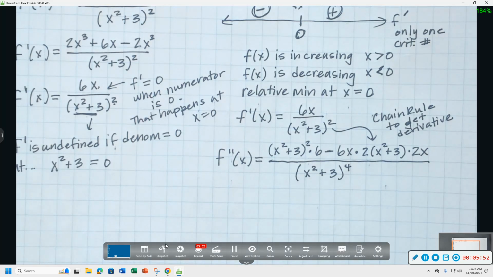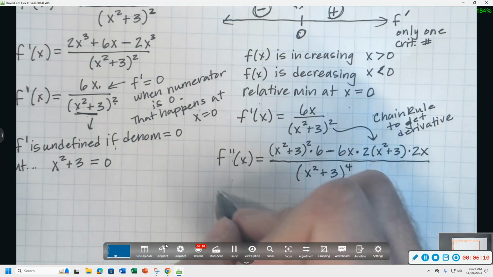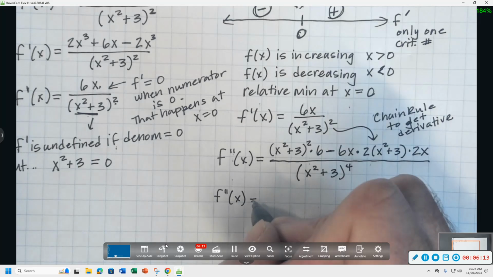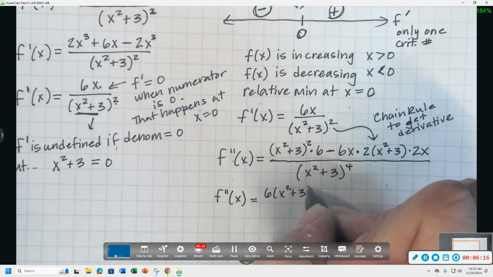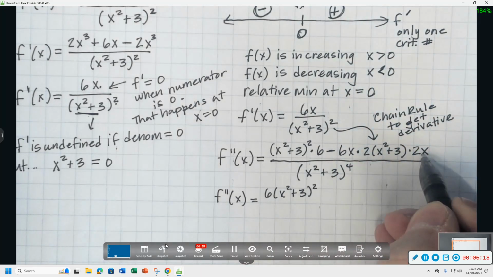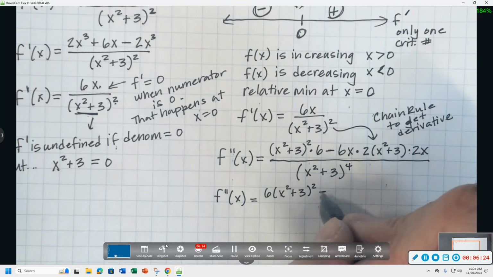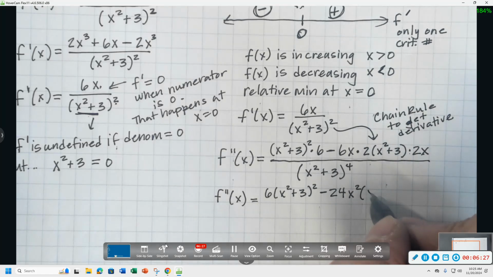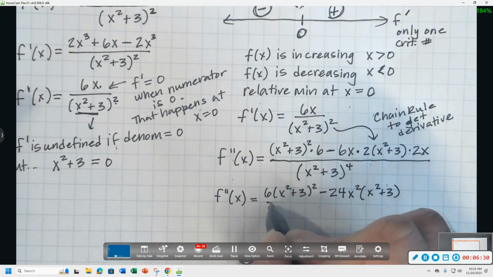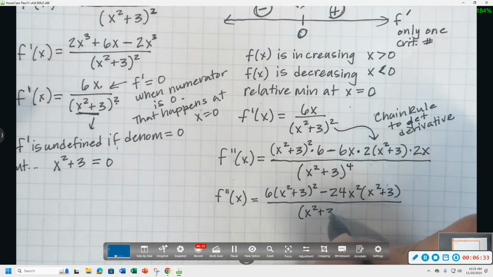Now again, it's easy to look at this and go, oh my, that's terrible. That is absolutely terrible. But we do know that the denominator is always positive still, right? Denominator is always positive. Always positive, never going to be 0. That's helpful. So really what I'm working with is my numerator. In my numerator, I've got 6 times x squared plus 3 squared, minus 2x times 2 times 2 times 6, so negative 24x times x squared plus 3, over x squared plus 3 to the fourth.